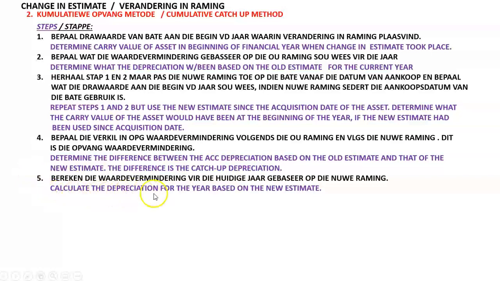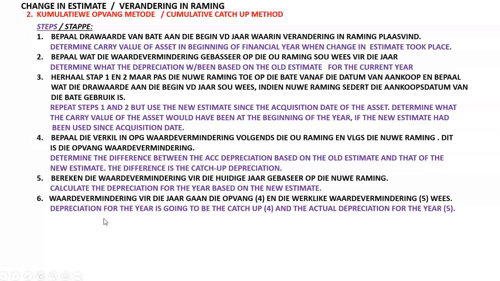Then in step 5, I'm going to carry on the new way based on my new estimates, and I'm going to calculate my actual depreciation for the year based on the new estimate. Now my total depreciation charge is going to be my catch-up depreciation plus my actual depreciation calculated in step 5. So this is step 6.